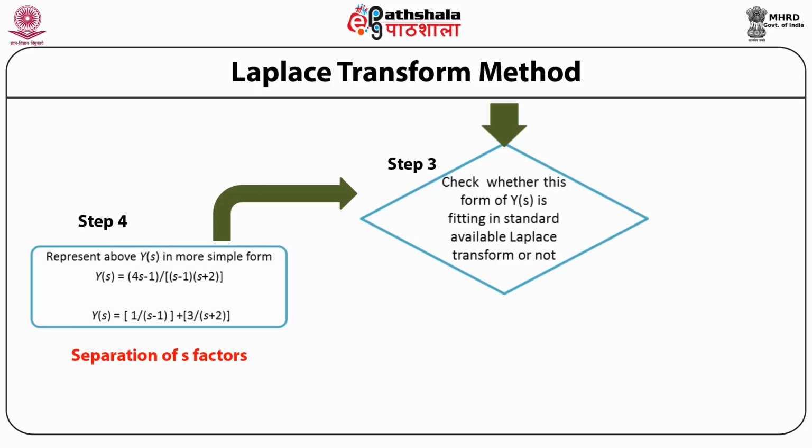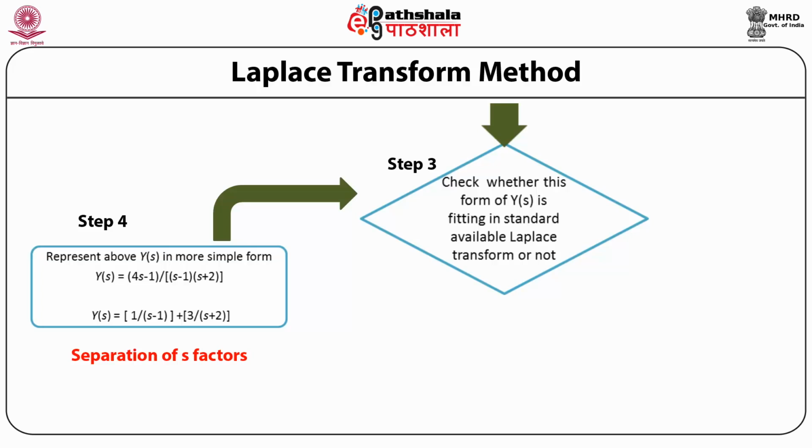So (4s minus 1) divided by (s minus 1)(s plus 2) can again be written as 1 divided by (s minus 1) as one term plus 3 divided by (s plus 2). They are all equal. So now if you compare the graph, whether such data is available in simple format, it will be readily available. If it is readily available, compare the chart and then straight away write the equation.